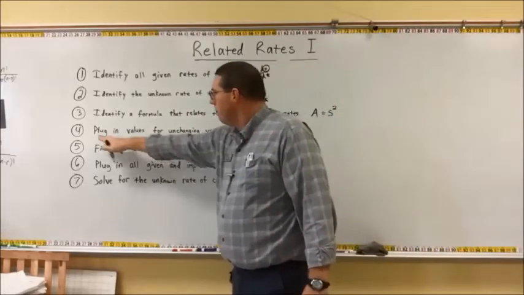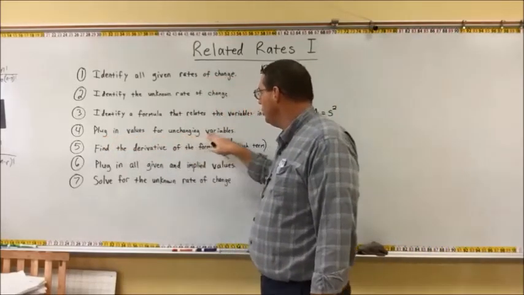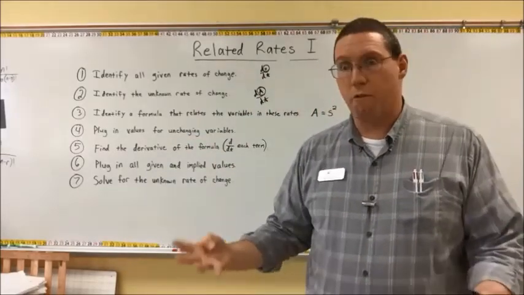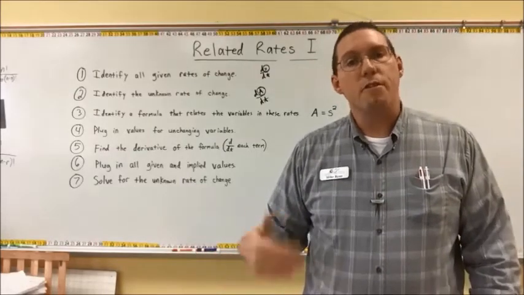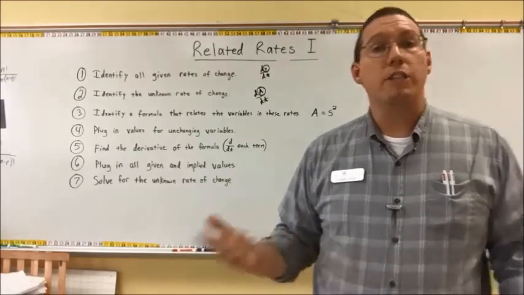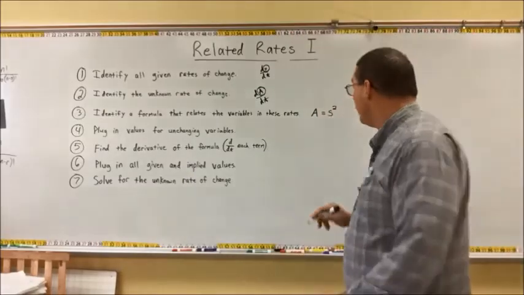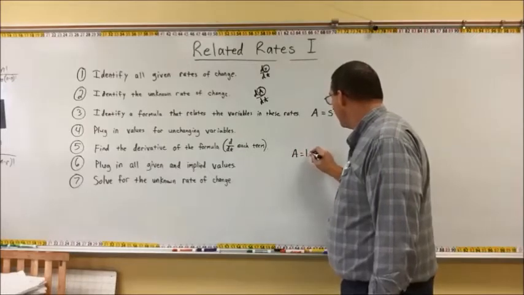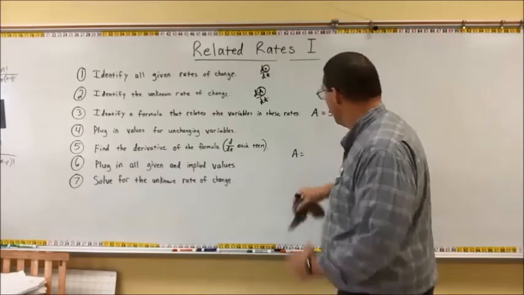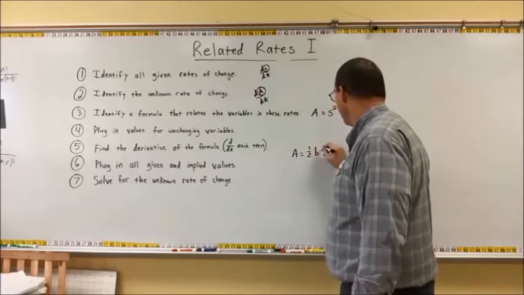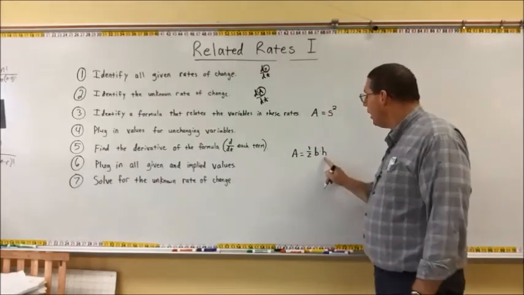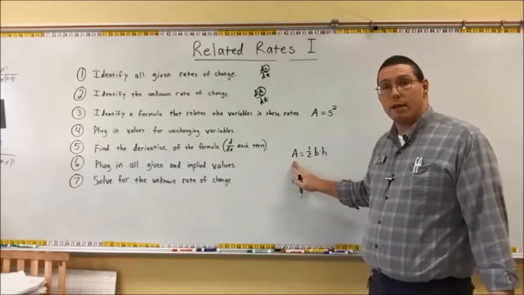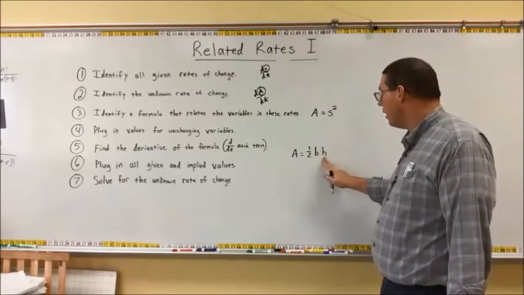Step 4, plug in values for any unchanging variables. Sometimes some of these formulas have like 3 variables or 4 variables or 5 variables. And sometimes some of those variables are not changing. For example, if you had a triangle, the area of a triangle is 1/2 base times height, right? Well, what if the height of the triangle was not changing? What if the only thing changing was the base of the triangle? Then the area is changing and the base is changing, but the height is not changing.